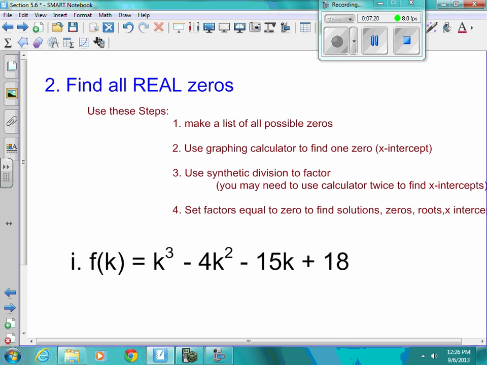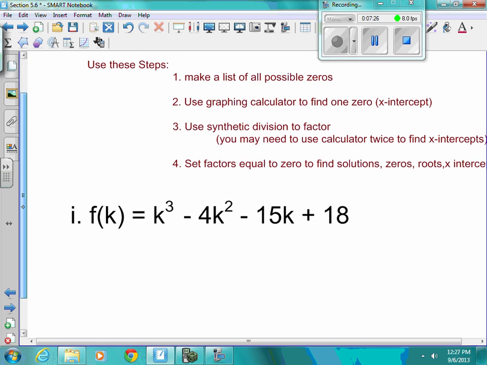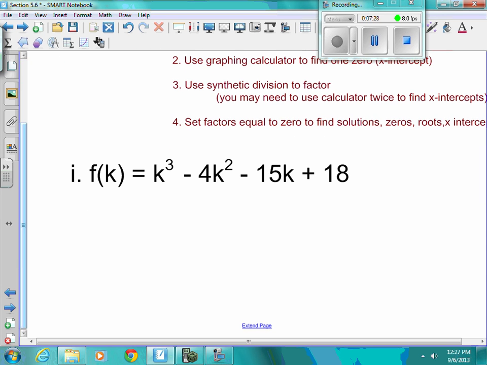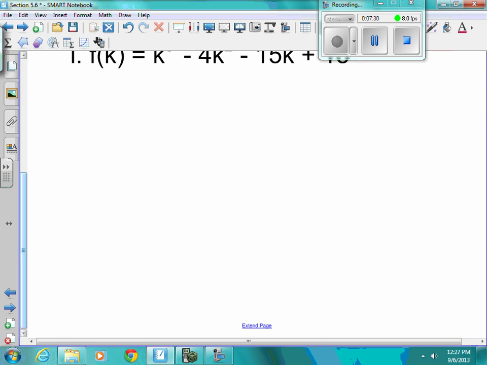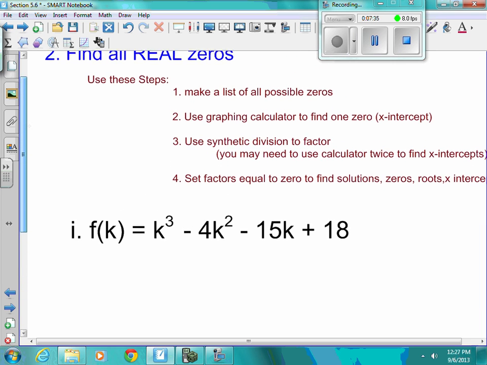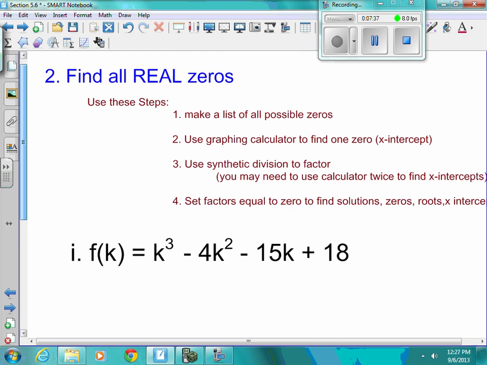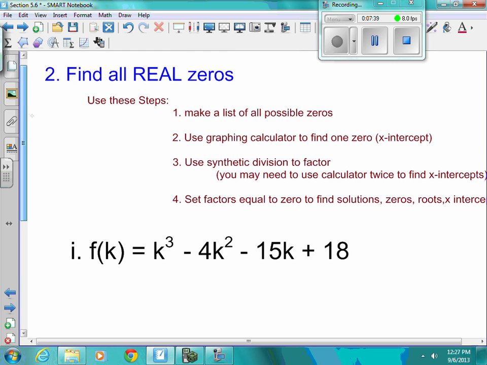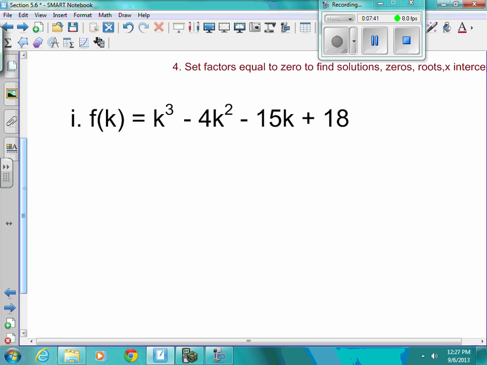So we're going to go through, we're going to apply those steps. So if you pause it to get the rest of these down real quick, and then I'm going to slide the problem down here so I have some room to write. So here's our first problem. f(k) = k^3 - 4k^2 - 15k + 18. So make a list of all of the zeros. That's the first step. So we're going to use the rational zero theorem.